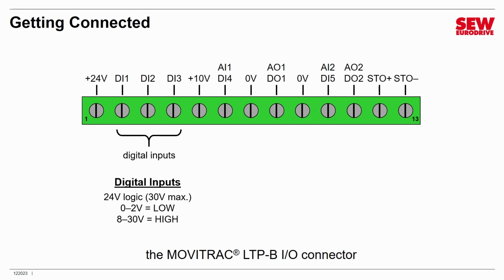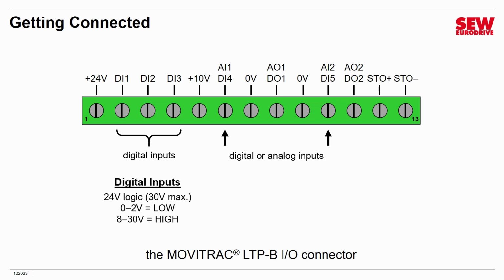They interpret anything between 0 and 2 volts as a low, and anything between 8 and 30 volts as a high. Two of the signals are hybrid signals. Analog input 1, digital input 4. Analog input 2, digital input 5 can be either digital or analog inputs. Of course, they cannot be both at the same time.